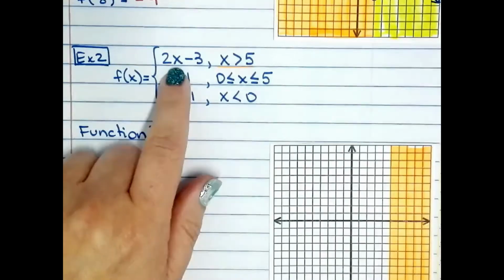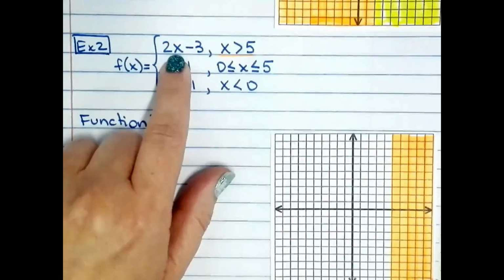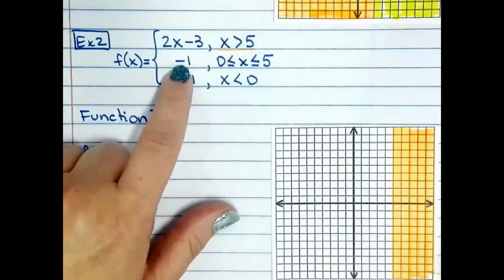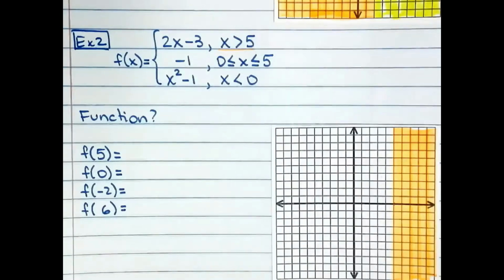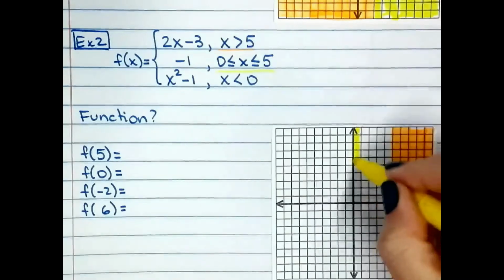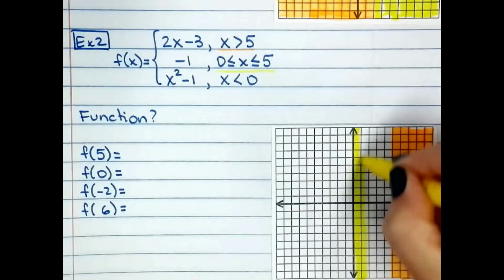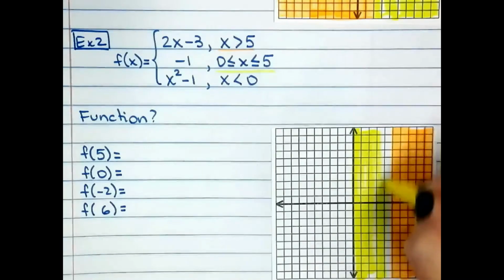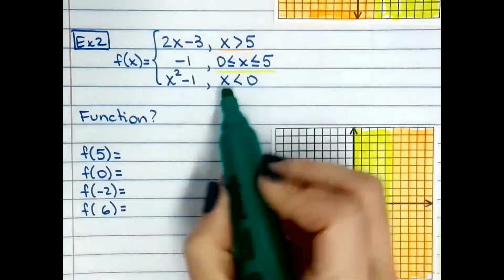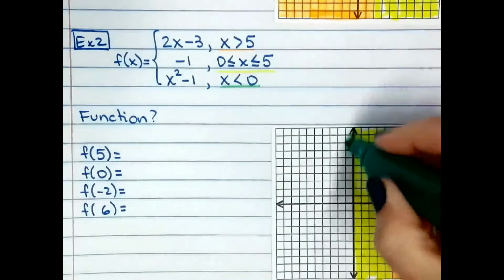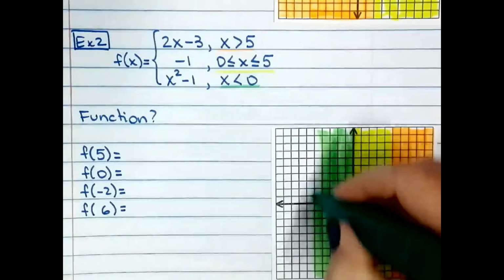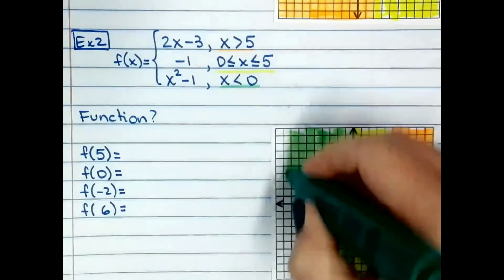So I would use this first function right there when x is greater than 5. Now I'm going to use y equals -1 between 0 and 5. So I'm going to use yellow right there between 0 and 5. And the last one, x is less than 0. So everything on this side, that's for the last equation right there, or the last function.